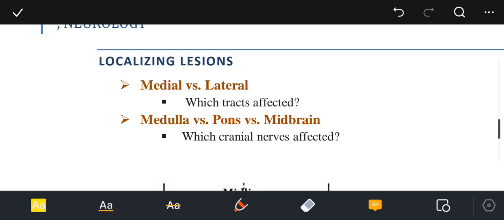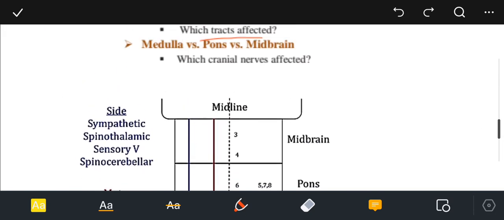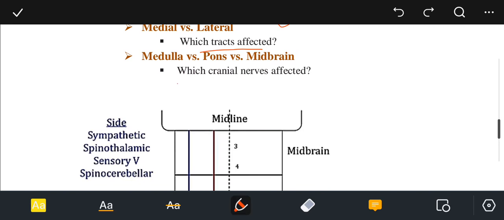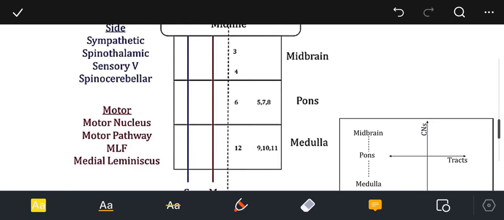Localizing the lesion. How do we say whether a lesion is medial versus lateral? Which tract is affected? Medulla versus pons versus midbrain. Now here you can see which cranial nerve is affected. In the midline we have the nuclei for cranial nerves 3, 4, 6, and 12. The nuclei of cranial nerves 5, 7, and 8 and 9, 10, and 11 are located on the sides, right?